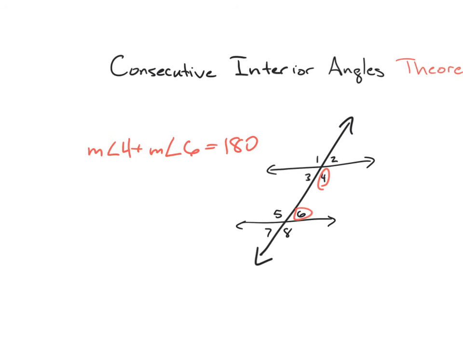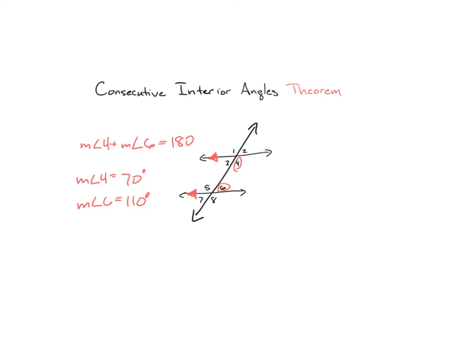So let's say the measure of angle 4 equals 70 degrees. The measure of angle 6, since they're consecutive interior, and I forgot, these lines are parallel. It has to be shown to you in some way, either marked or written in the given. And so if the measure of angle 4 is 70, the measure of angle 6 is 110, making sure they add up to 180. So that's the consecutive interior angle theorem.